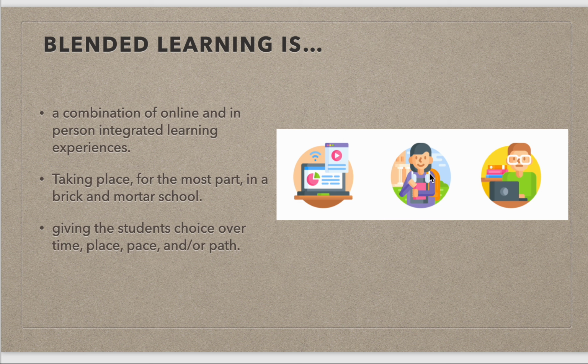For the most part, blended learning takes place in a school setting where the teacher is there to guide the students. There are a few exceptions, and we'll talk about them in one of our models later on. The third part of the definition is the part that makes blended learning high quality. It's the personalization of learning, giving students choice over time, place, or path. This perhaps is the most difficult part for a traditional teacher.